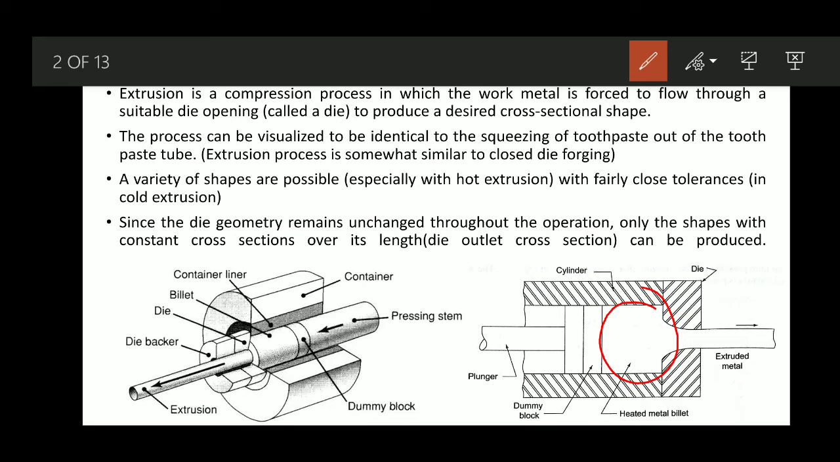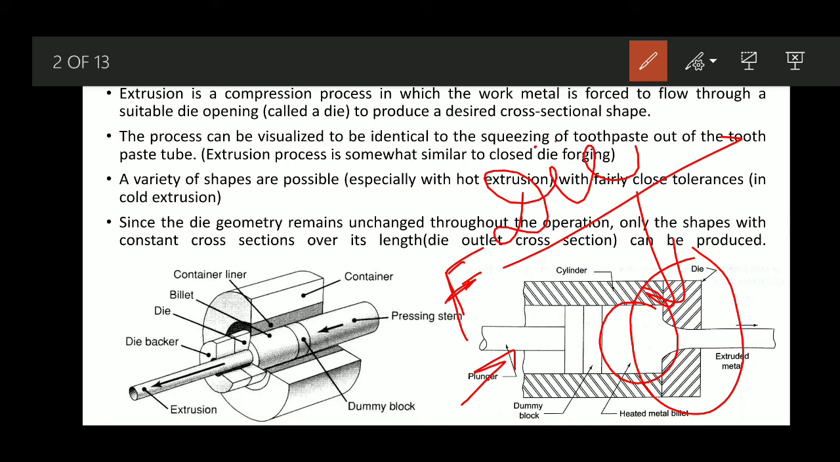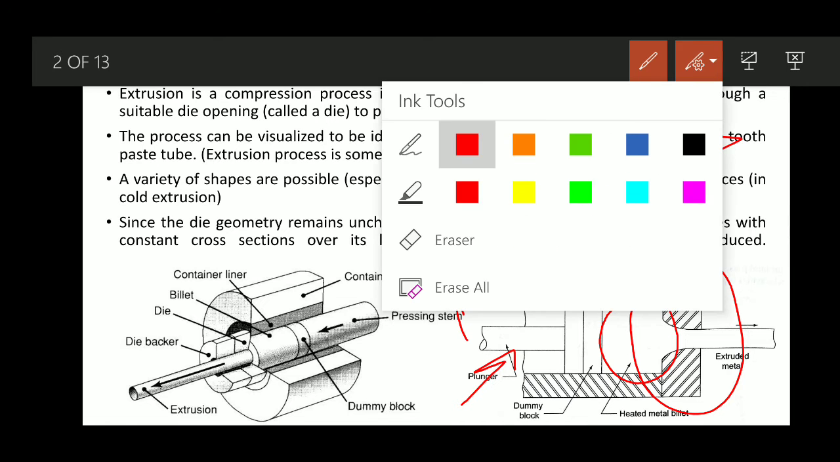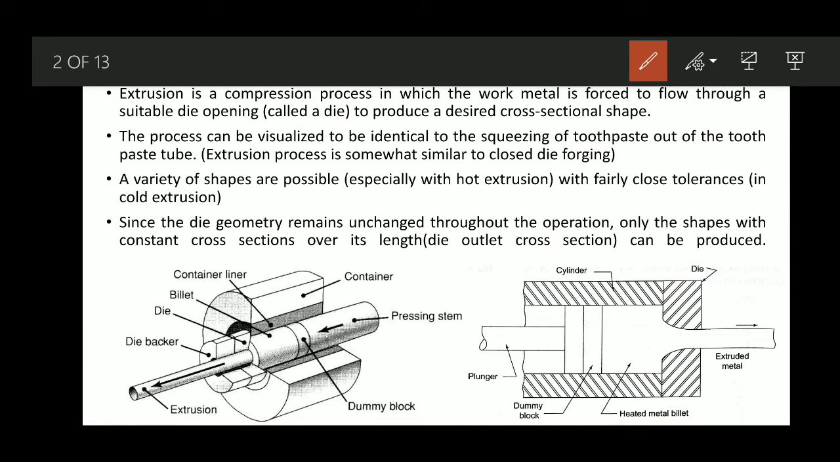In most of the cases it is generally heated, and the shape is like a billet. So we can also consider the work metal as a billet. This is the heated billet generally. And we have the plunger or ram to compress this metal, and at this end we have the die of required cross section. In this figure you can see this is the die opening that we have.